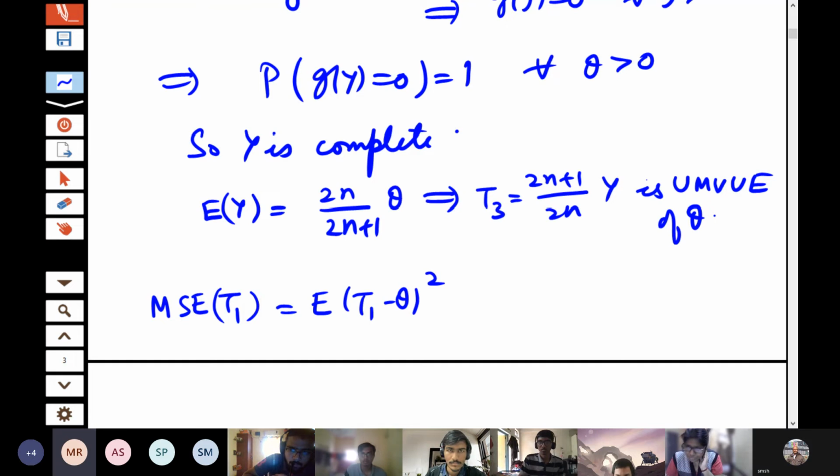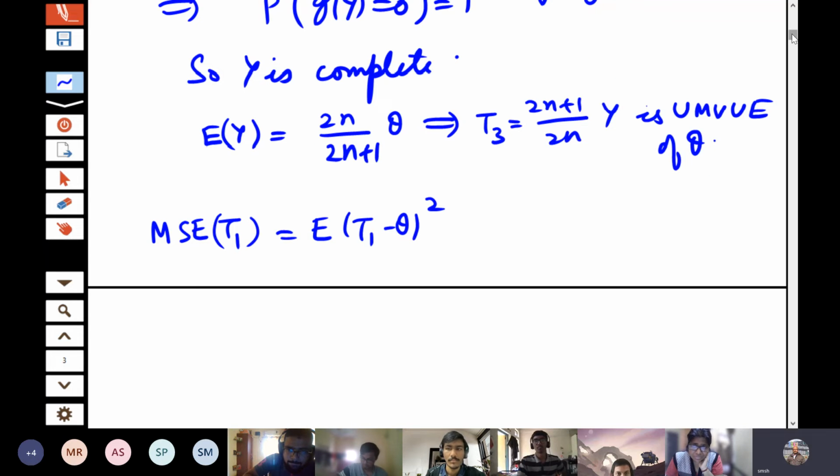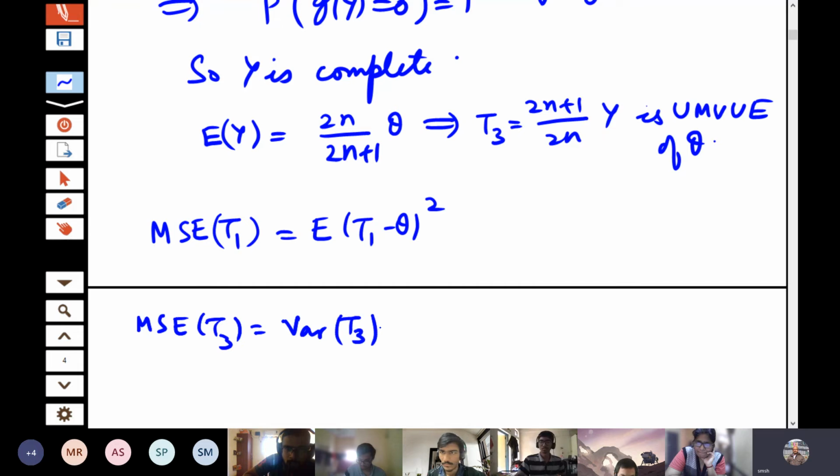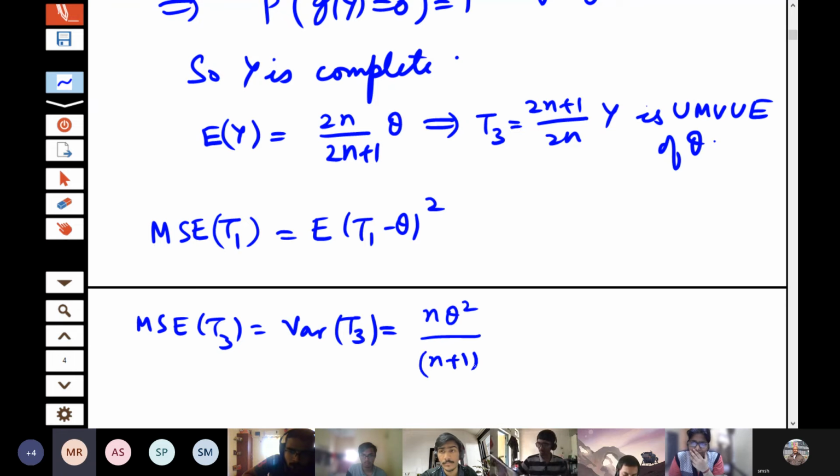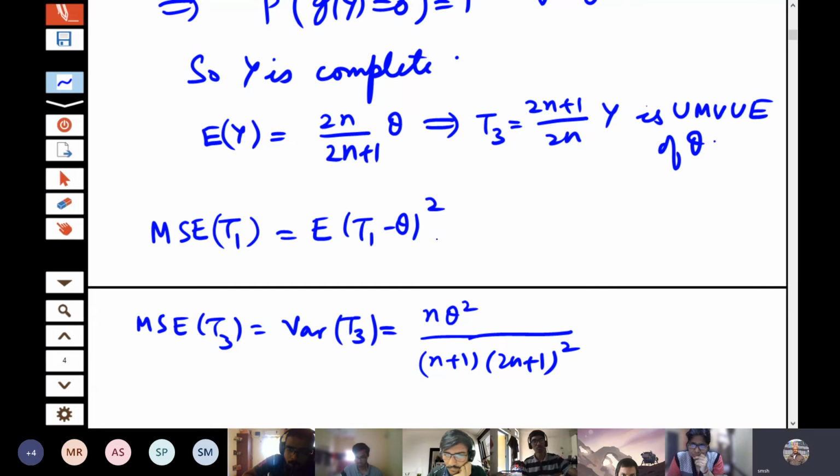So MSE of T3 is n theta by (n plus 1) into (2n plus 1) whole square. Okay, let me just write it here. MSE of T3, that is basically the variance of T3. So what did you say it is equal to? n theta square by (n plus 1) into (2n plus 1) whole square. Yes. Okay. And what about the mean squared error of T1?